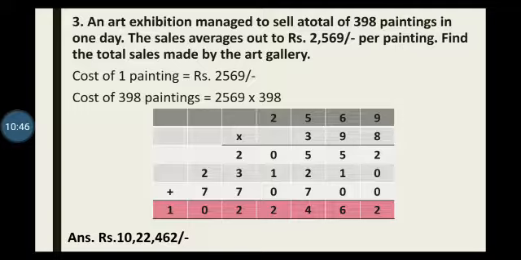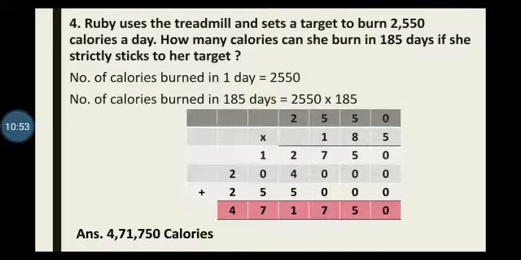After doing this, again, make a neat line using a pencil and a scale and write the next question. The next situation is, Ruby uses the treadmill. What is a treadmill? A treadmill is something which we use to exercise, to walk in our own homes without actual walking, and sets a target to burn 2,550 calories a day.